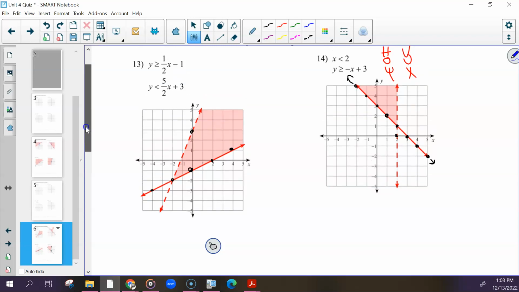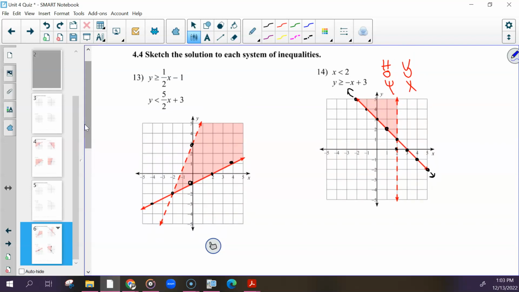Right, so one of your lines was dashed, the second one. The other one was solid. And then as you were shading, we would have been shading up here for this one, and down here for this one. And they overlap right there.